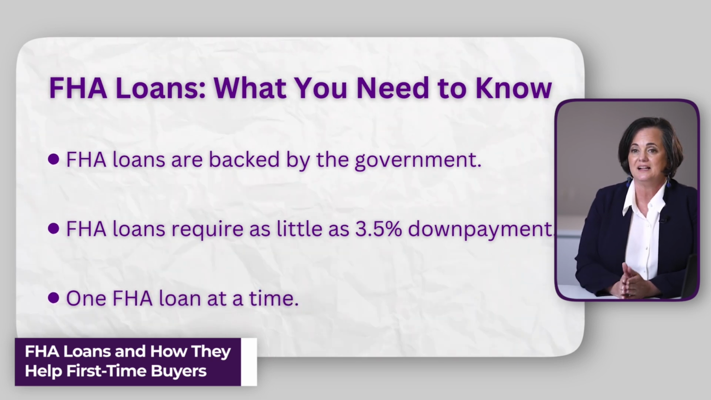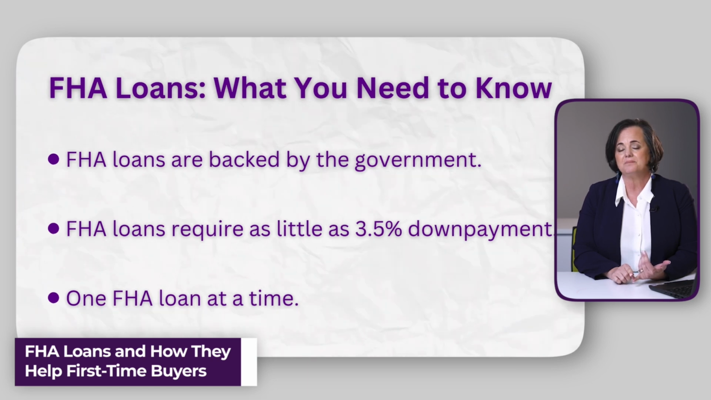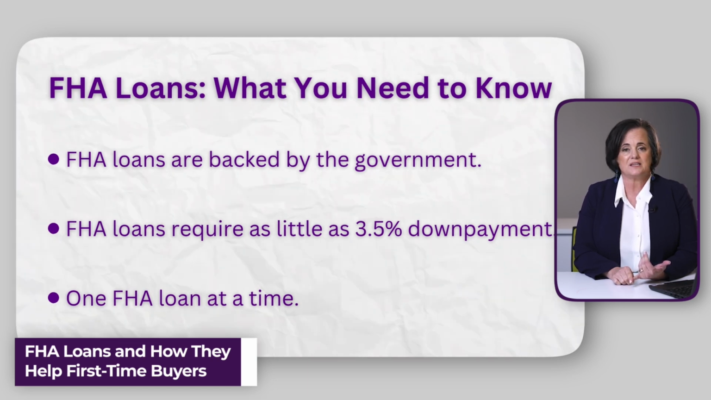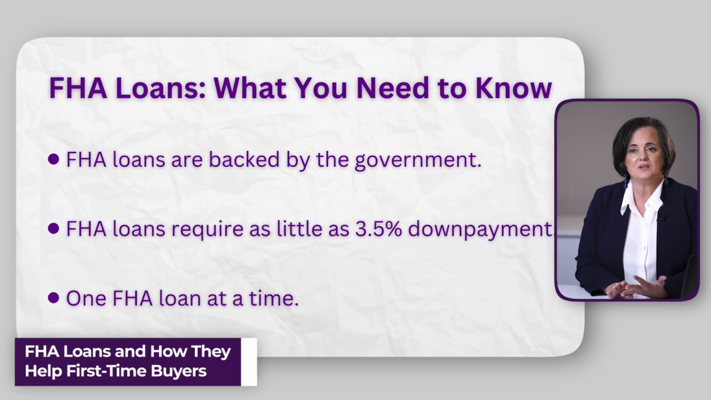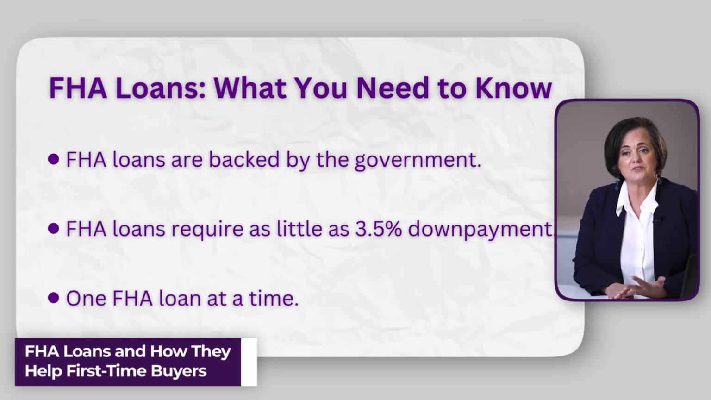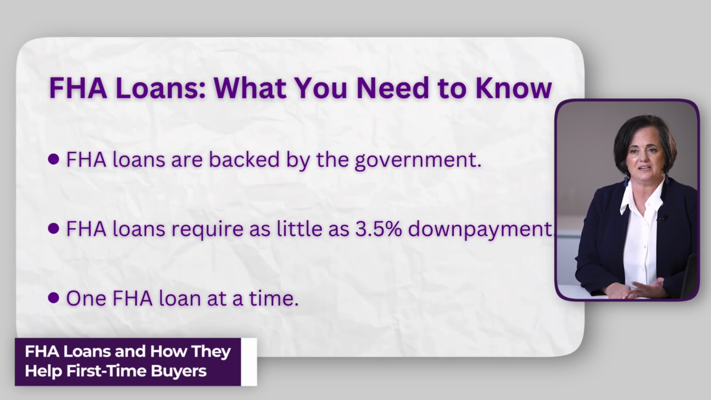There is a catch to FHA loans, and that is you can only have one FHA loan at a time. There are exceptions if you move out of the area because of a job, for example, you might be allowed to have 2 FHA loans. Also, if you've been divorced or you're divorcing, you also can have a secondary FHA loan.